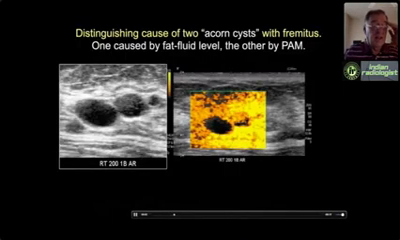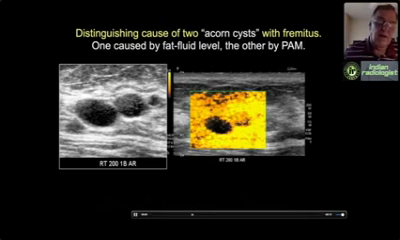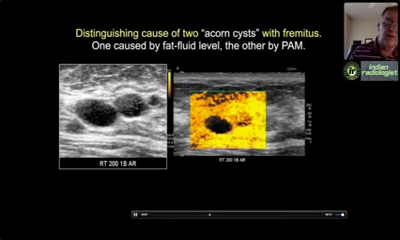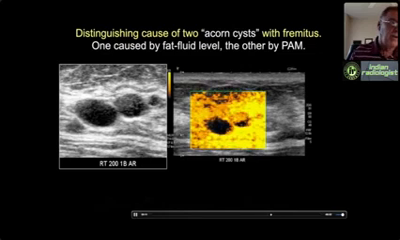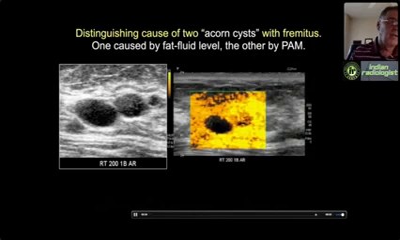Now, there's a second shortcut. And the second shortcut is simply to use fremitus. So I have 2 acorn cysts side by side. Remember I told you acorn cysts can be caused by apical metaplasia, papillary apical metaplasia, or by a fat fluid level. Remember that a fat fluid level is not attached, so it won't transmit fremitus. But apricot metaplasia is attached, so it will.